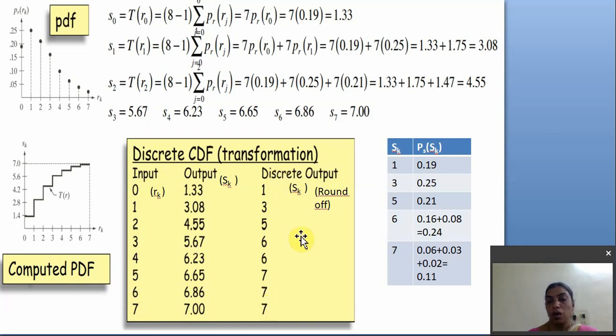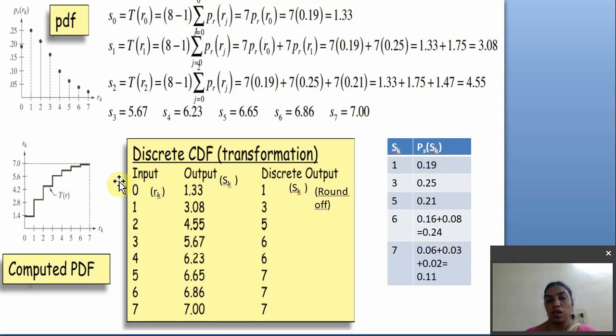That means the enhanced image has 1, 3, 5, 6, 7 intensities instead of 0, 1, 2, 3, 4, 5, 6, 7. In the input image, you have all these intensity values, but for the modified image, the gray levels are 1, 3, 5, 6, 7. Now we should find out how many pixels there are with these intensities, to get PS of SK from SK.